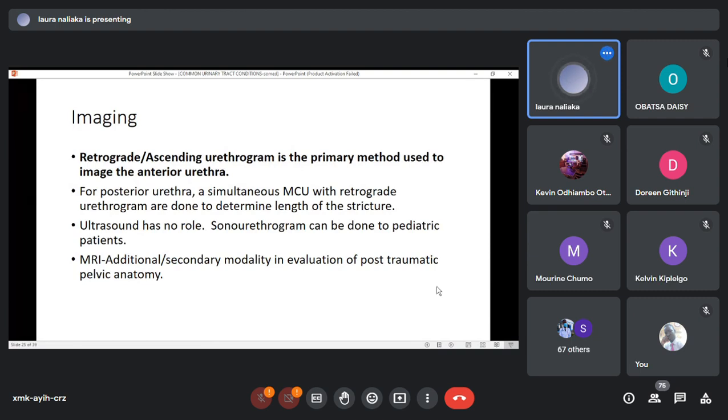Here you put saline or sterile water for injection through the urethra, and you distend the urethra. At that time, you're doing an ultrasound to check out the caliber of the urethra when it fills up with the saline or water for injection. MRI has no role in urethral strictures, but it can be secondarily requested for evaluation of post-traumatic pelvic anatomy.